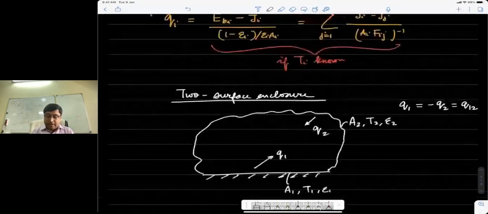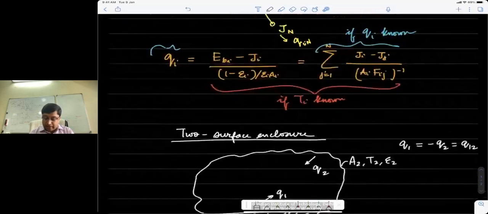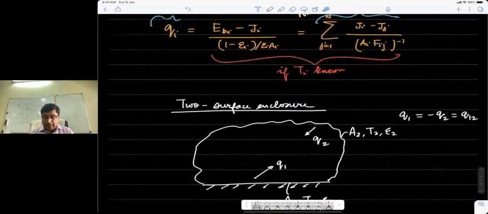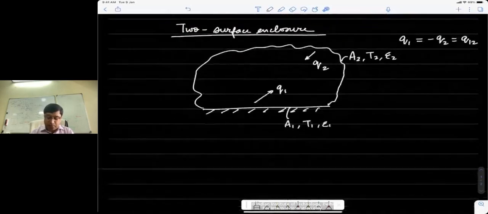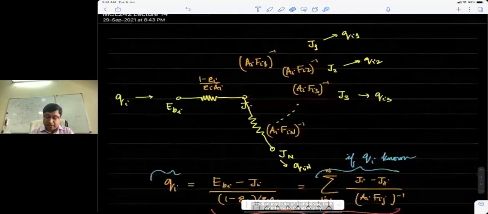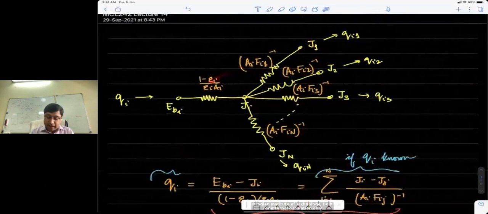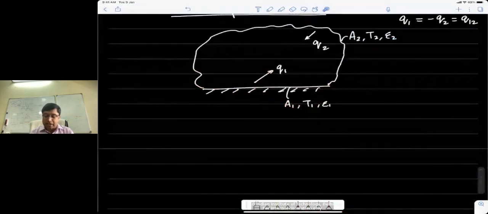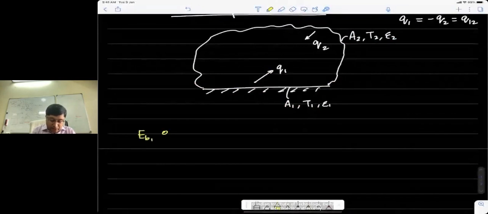The easier way to work this out is, of course, I can use this method as I told you. If T1 is known, or even if T2 is known, I can work it out using the method that I just described. But there is a far easier way in this problem specifically: I can expand this network representation that I had drawn and include, for node J1, the surface with which it's exchanging radiation, which is surface 2. So we can draw it in this form, with the first node being EB1 and Q1 coming in.